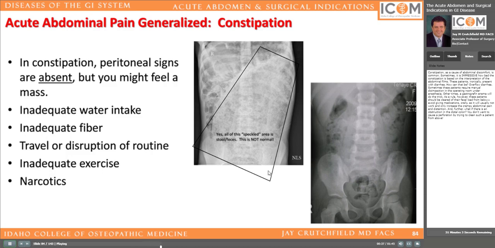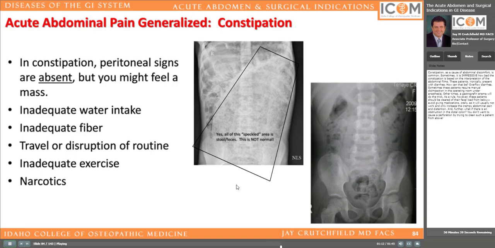Constipation as a cause of abdominal discomfort is common. Sometimes it is impressive how bad the constipation is based on the interpretation of the abdominal film. These patients, ironically, can present with diarrhea. How can that be? It's called overflow diarrhea. The patients have actually so much constipation that the liquid stool will find its way around the impacted colon and present with diarrhea. Sometimes these patients will require manual disimpaction in the operating room under anesthesia.